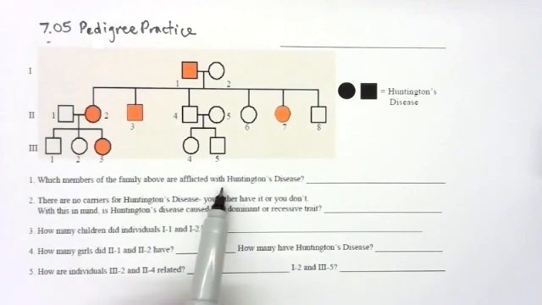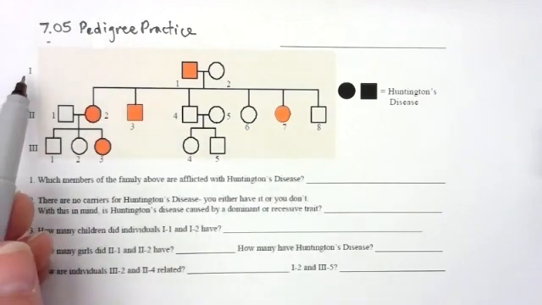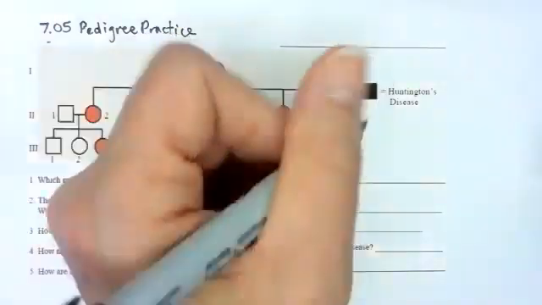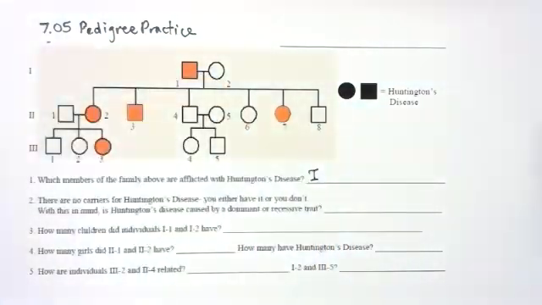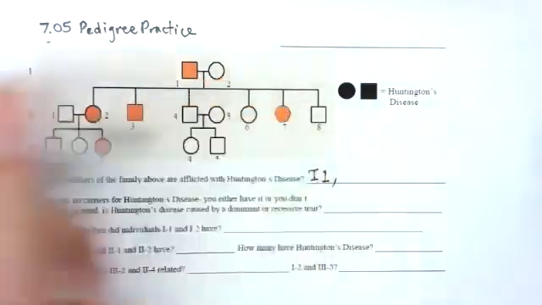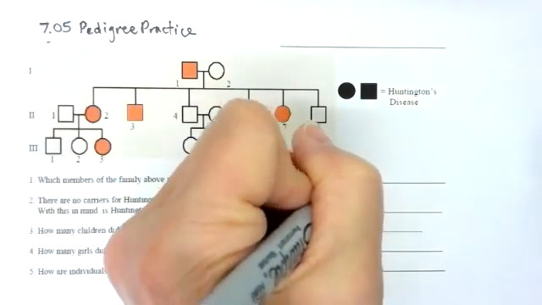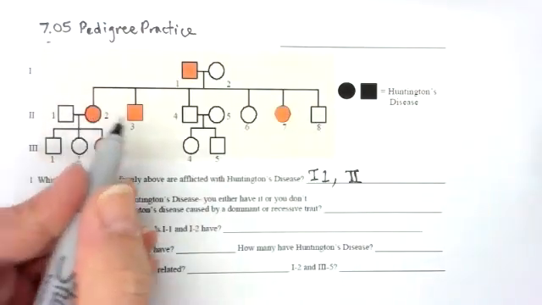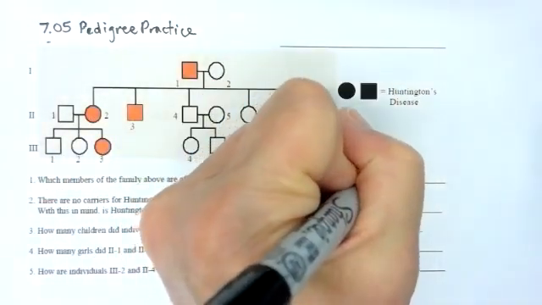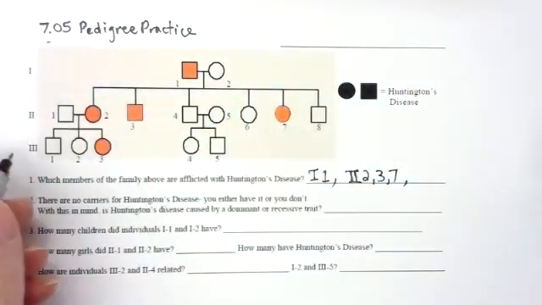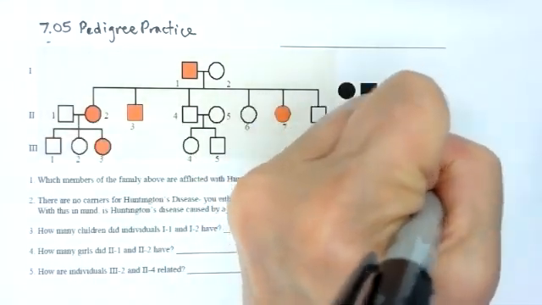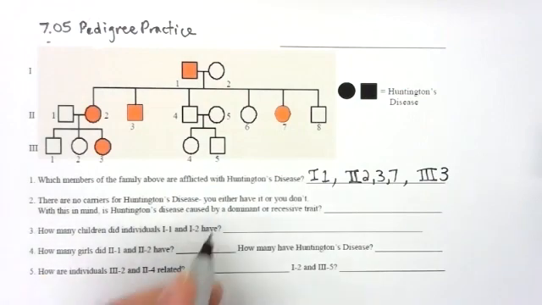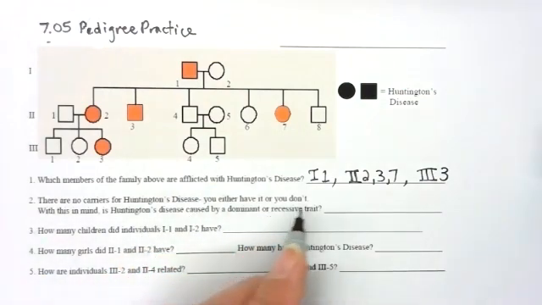Which members of the family are afflicted with Huntington's disease? So remember, we used the Roman numeral and then the Arabic number to indicate that in generation 1, we've got person number 1. In generation 2, we have person 2, 3, and 7. And in generation 3, we have person 3. There are no carriers for Huntington's disease. You either have it or you don't.